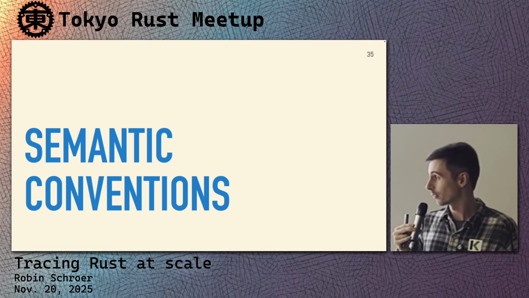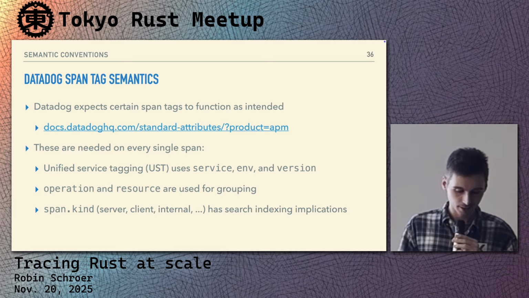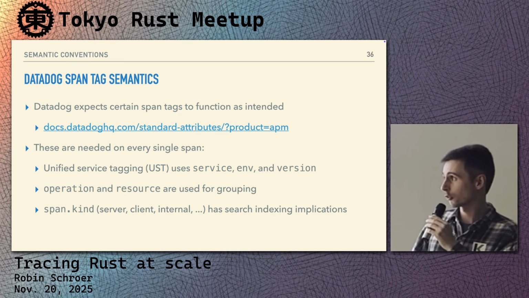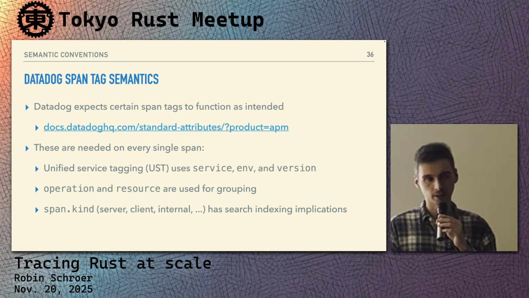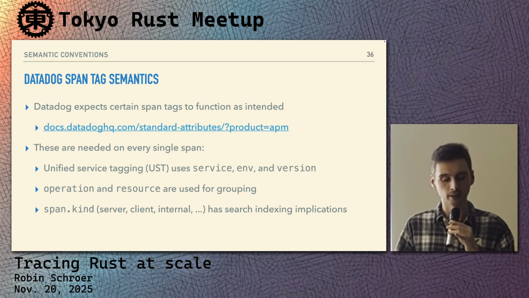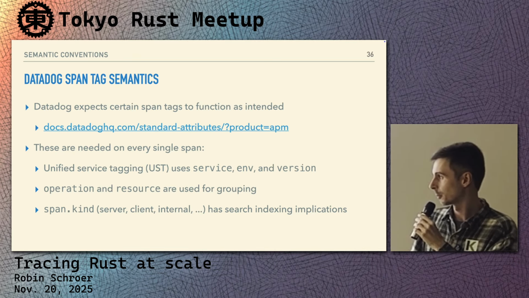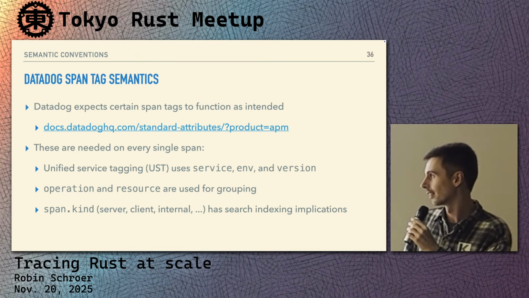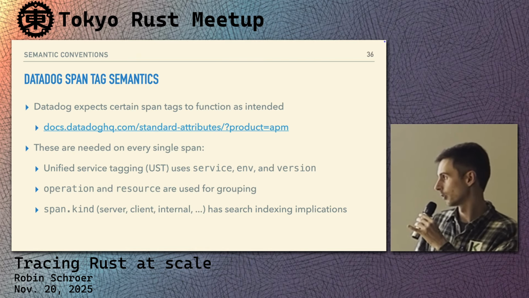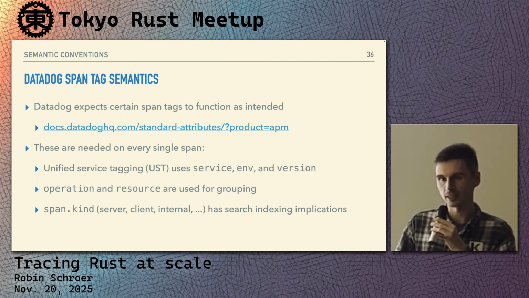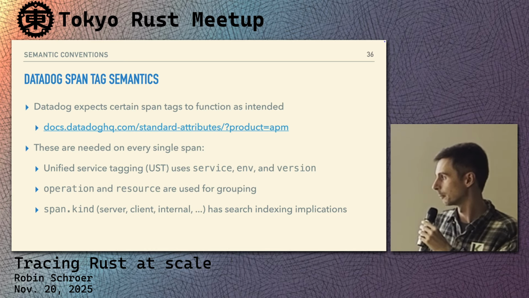So, semantic conventions are kind of the bane of my existence over the last month or so. Datadog has a lot of span semantics, and it expects a lot of tags to be set to work the way they intended. There's an incomplete list here under this link, but it's incomplete. First of all, there is something called universal service tagging, which is the triplet of service, environment and version, which identifies a unique deployment. So that's on the highest level what everything's grouped by.